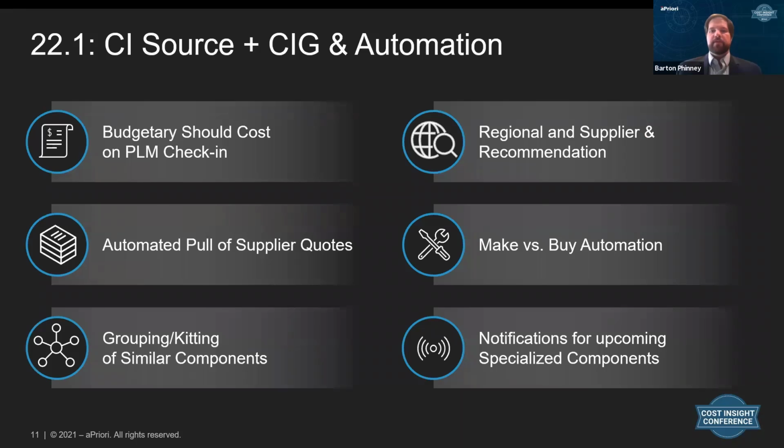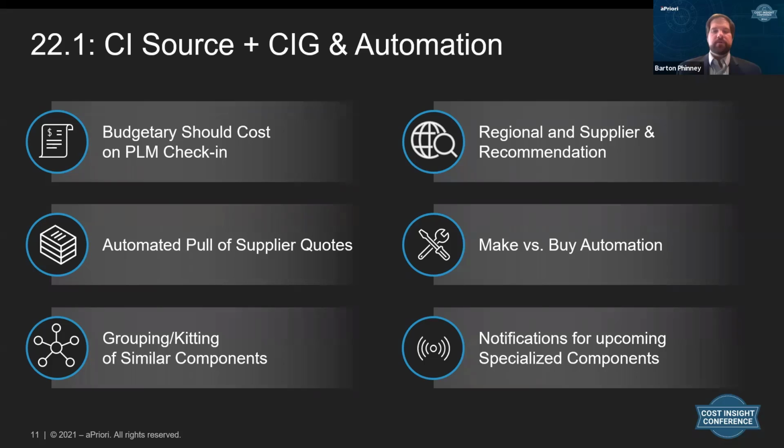And then really the last main focus for CI Source GA release is on automation and how we can leverage CIG to provide some automated workflows. We're still considering which workflows we want to provide, but some of the ones that we're looking at are creating a budgetary estimate on the PLM check-in from the engineer, automating the pull of supplier quotes by integrating with either a file or RFQ management system, automatically grouping or kitting similar components. This would require the use of the similar parts search and then also the container features that we've been talking about.